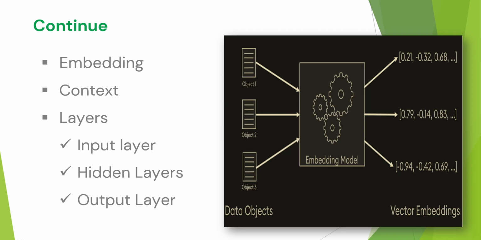Now, context refers to the sequence of tokens that the model uses to make predictions. And this context helps the model understand the surrounding information and generate more accurate and relevant text. Layers are the basic building blocks of a neural network in a large language model. So it has different types. First, the input layer will process the input embeddings. Hidden layers are the intermediate layers that transform the input, and output layers produce the final output, which is often a probability distribution over the vocabulary.